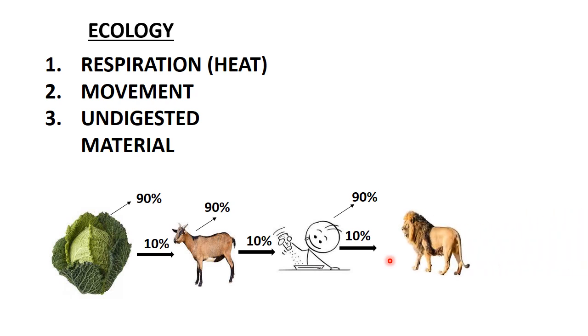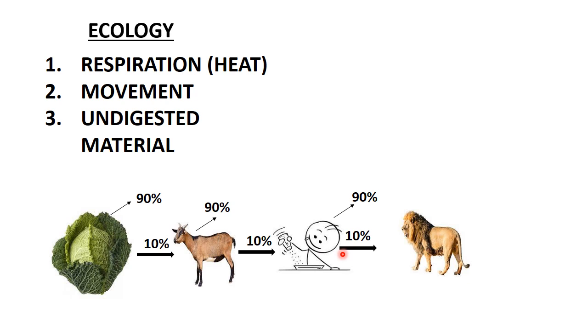So this is how energy changes as it moves from one organism to another, or from one trophic level to another. So 90% is lost, 10% is available, and the organism is going to eat 10% of that. Of this 10%, 90% is going to be lost, and 10% of this 10% is what is going to be available to the next organism. So that's how it is.